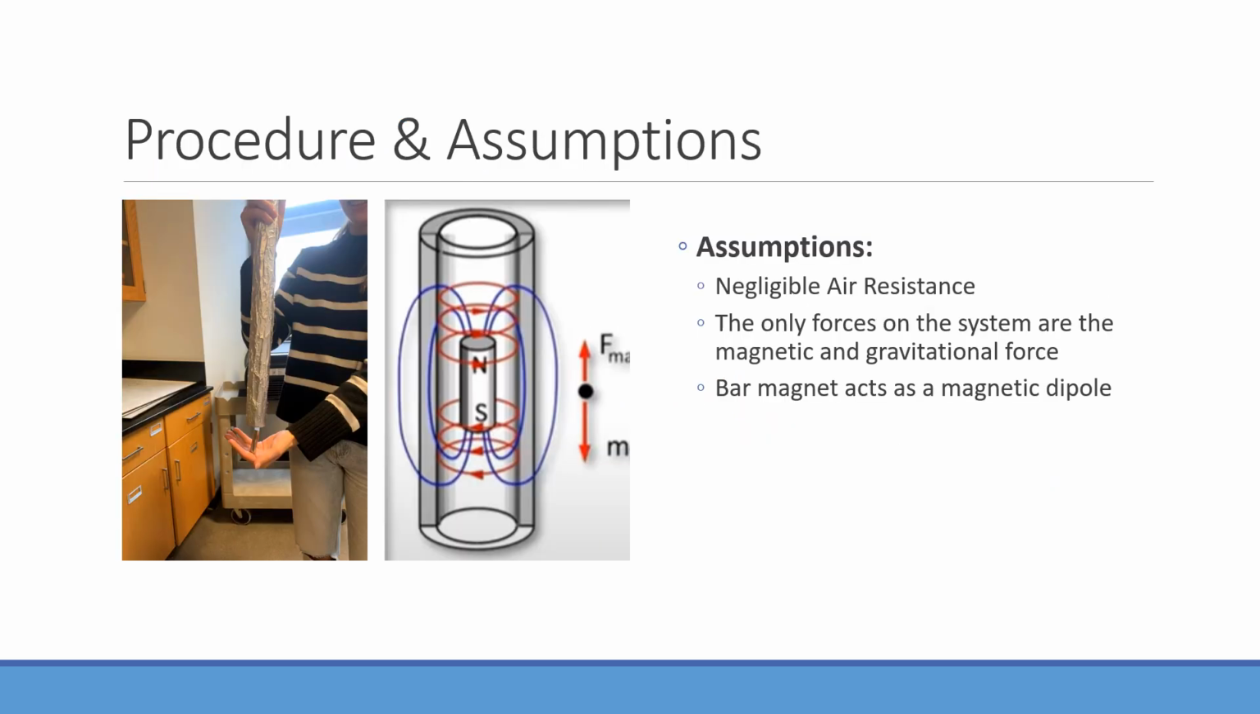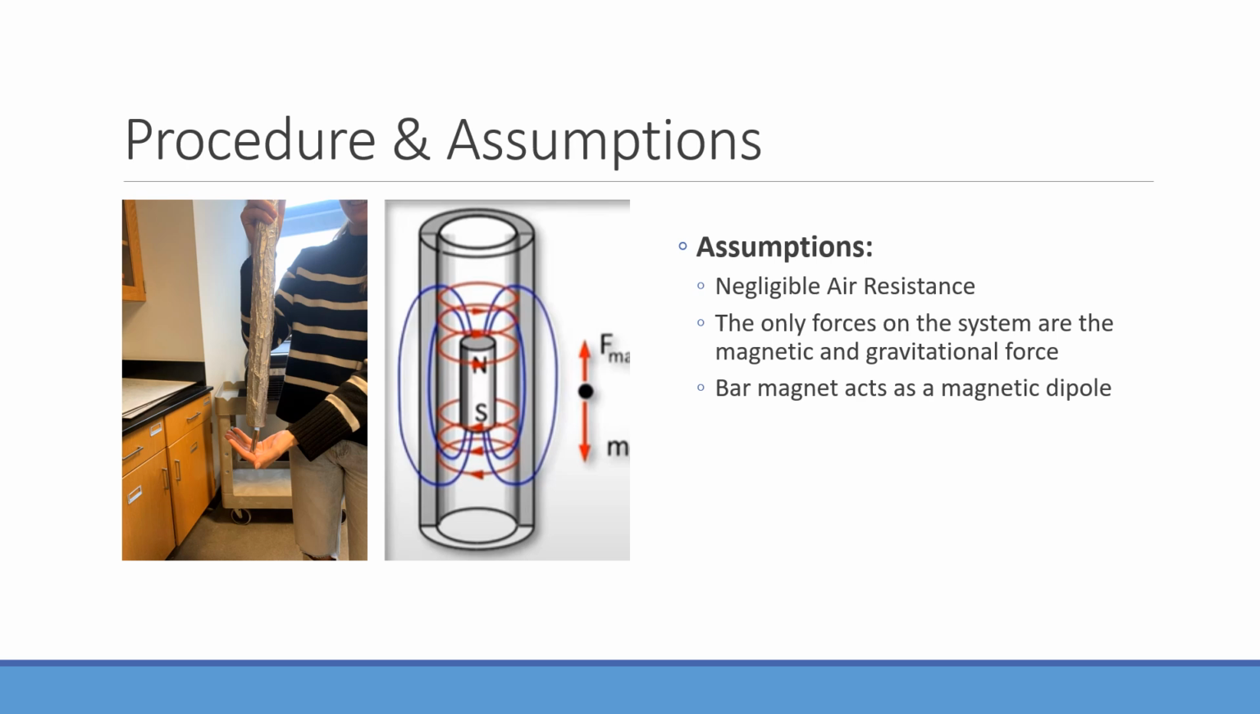So some assumptions we made in the procedure was that we could consider air resistance as negligible. The only forces on the system were the magnetic force and the gravitational force. The bar magnet acts as a magnetic dipole. And in the experiment, basically what we did was we took a bar magnet and we had our roll of aluminum foil. We dropped the magnet through the roll of aluminum foil and measured the amount of time it took for it to pass through.